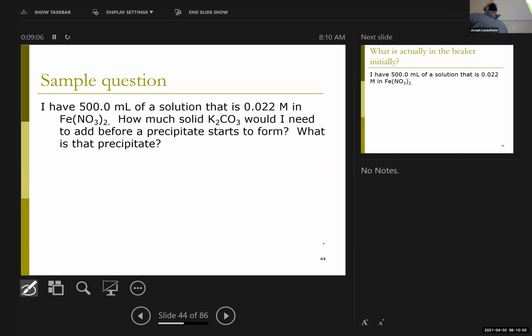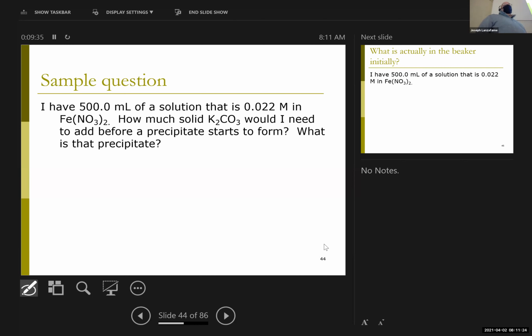And again, what is sometimes, to my mind, the tricky part of the KSP is it's always the thing I don't see that I care about, right? I've got iron nitrate here and I'm going to add potassium carbonate to it. I don't care about either one of those things. The iron nitrate's not going to do anything, right? I mean, it's dissolved. There's no reason for it to stop being dissolved.